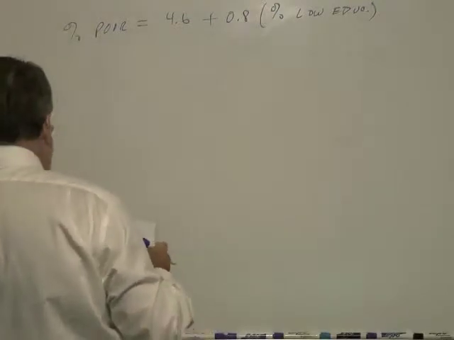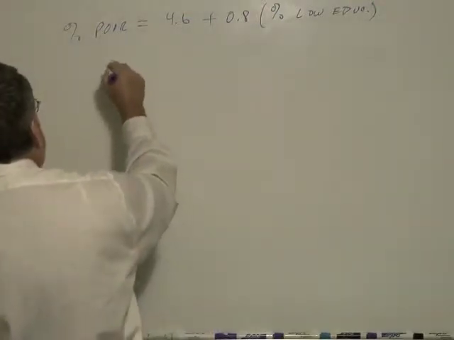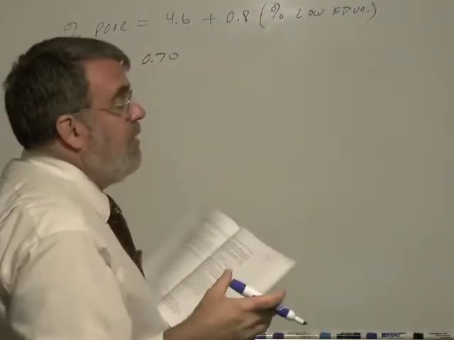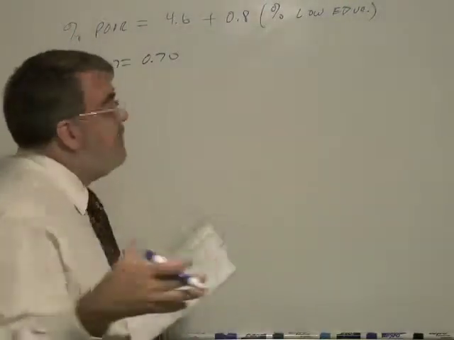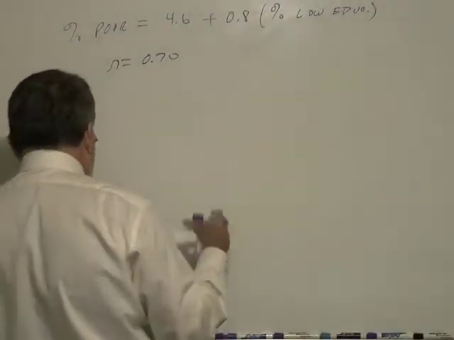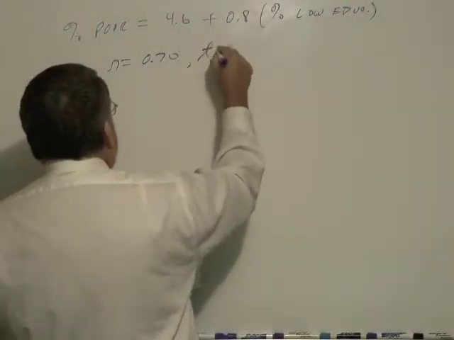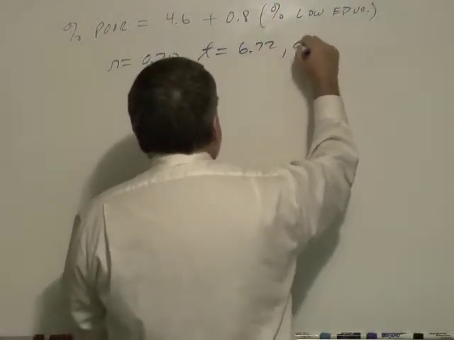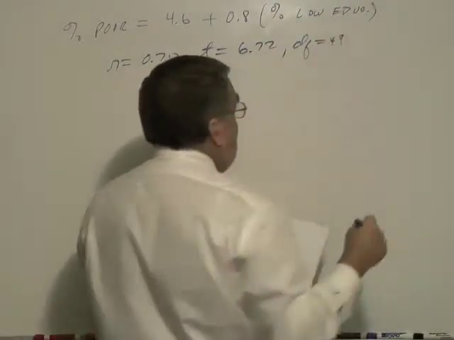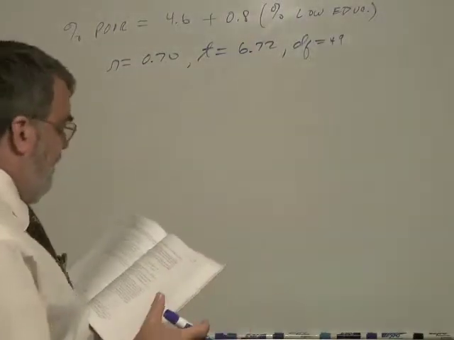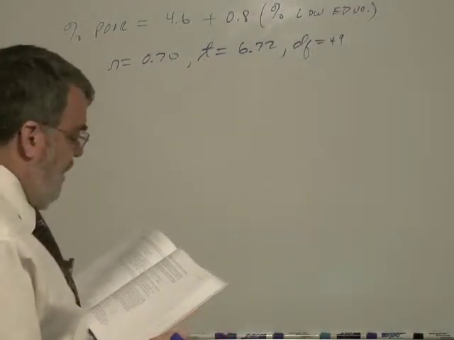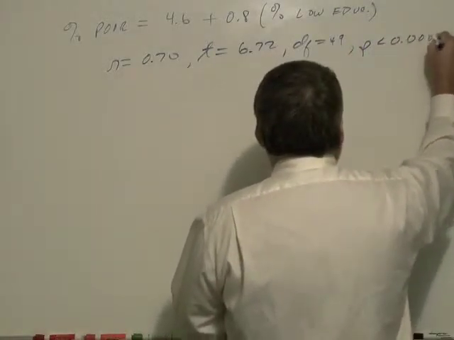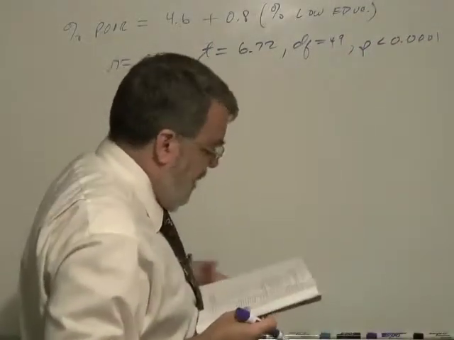And our other data here is that R is 0.70. That would be a moderate correlation, but it is on the high side. So it's close to a strong correlation, but still considered moderate. The t-score they found was 6.72, 49 degrees of freedom, which meant that the sample size was 51, 50 states plus District of Columbia, and then p is less than 0.0001. All right, 3 zeros and a 1.